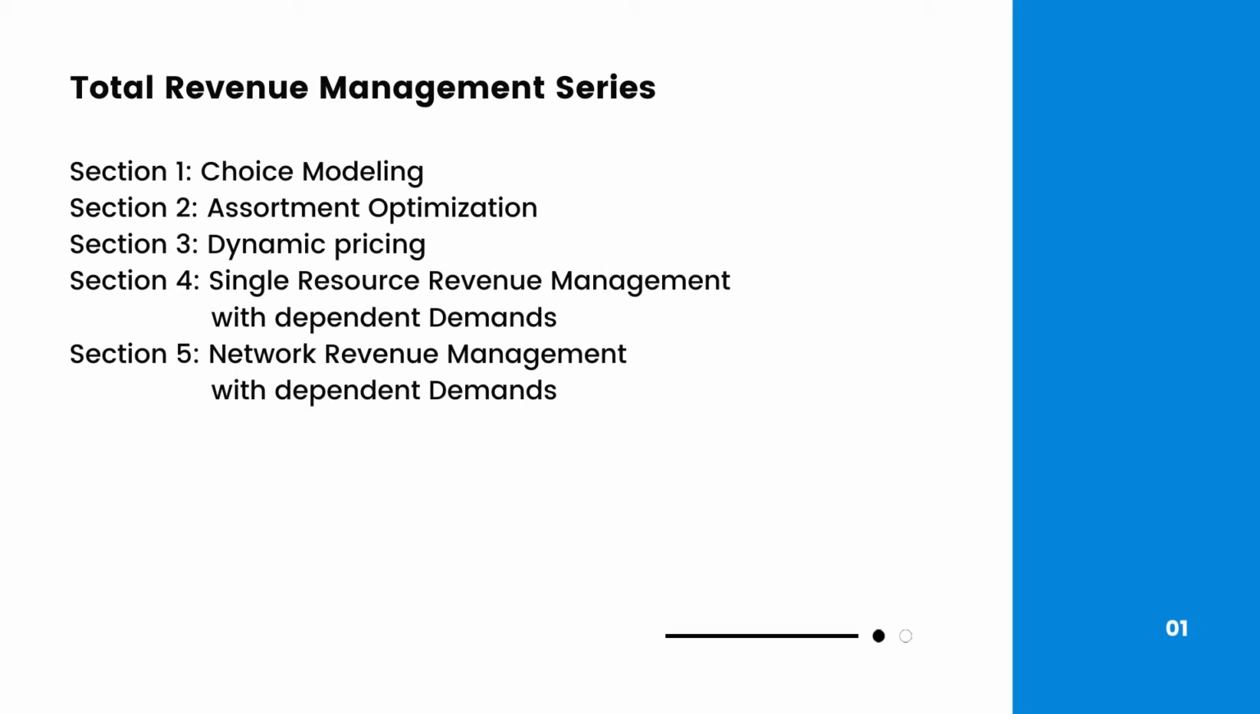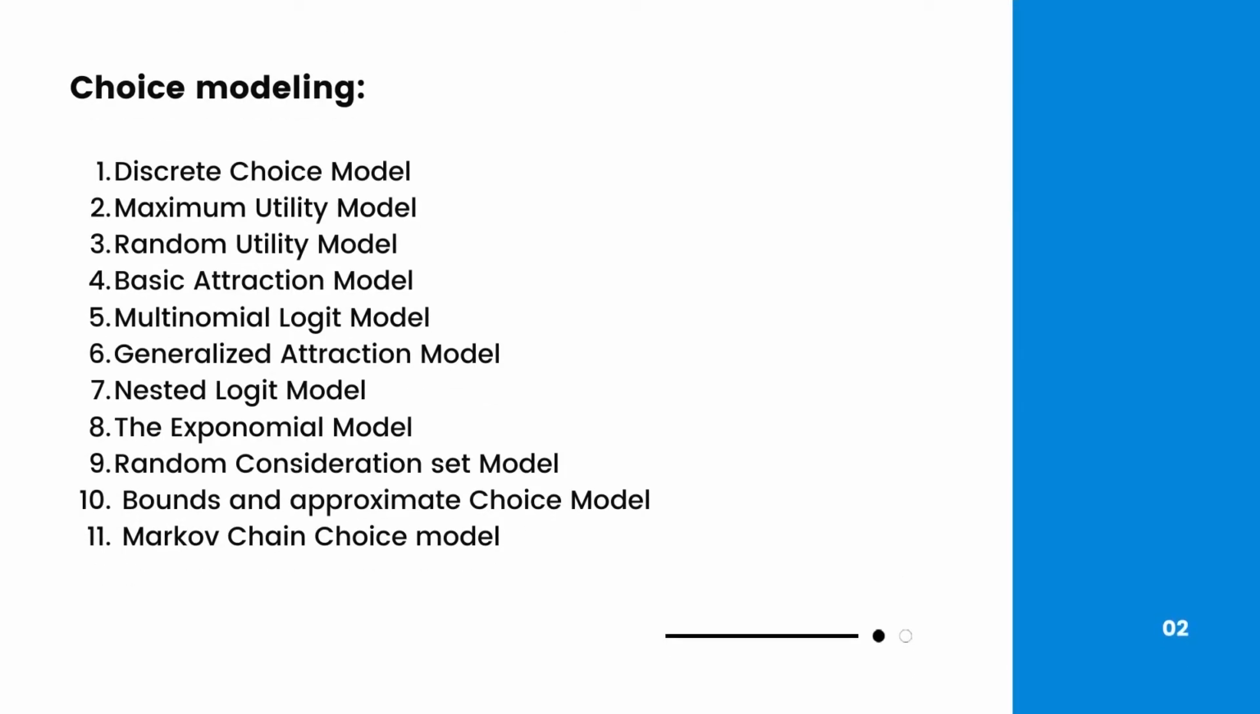This is the first video of a continuous series on total revenue management, which will cover some models of choice modeling. This series is divided into 5 sections. Section 1 covers choice modeling, section 2 will cover assortment optimization, section 3 will cover dynamic pricing, section 4 will cover single resource revenue management with dependent demands, and section 5 will cover network revenue management with dependent demands.